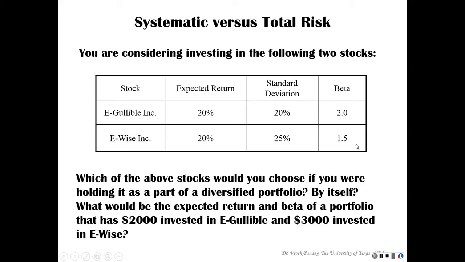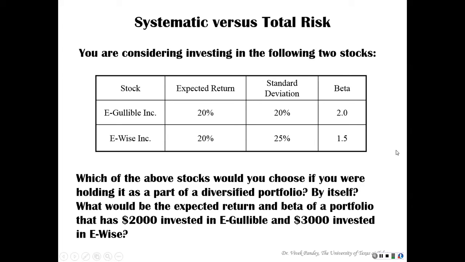And we see that EWise has lower beta, right? So that would be a better investment. So the question is, which of the above stocks would you choose if you're holding it as part of a diversified portfolio? Well, in that case, we should go with the beta. If you're holding a stock by itself, that's your only investment, then you are exposed to the total risk, which is measured by standard deviation. Then you should go with eGullable, right?